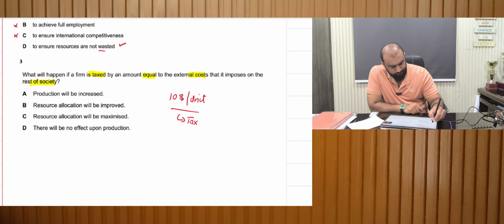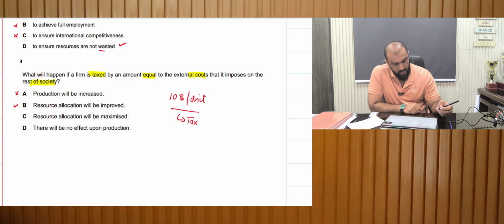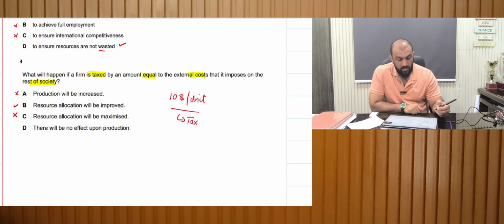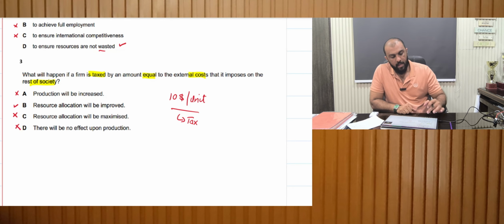Production will increase? No, the production would decrease. Resource allocation would be improved? Yes. Resource allocation will be maximized? Not necessarily. There will be no effect upon the production? No, there will be an effect, especially if there are taxes, the production would decrease, as simple as that, right?